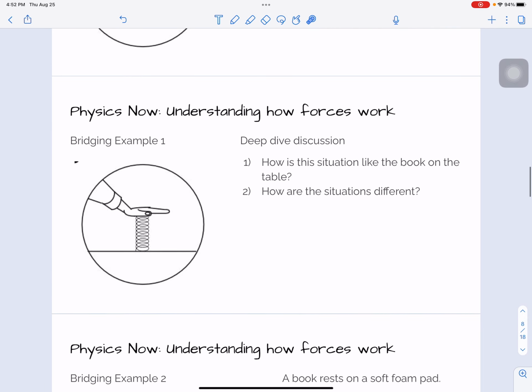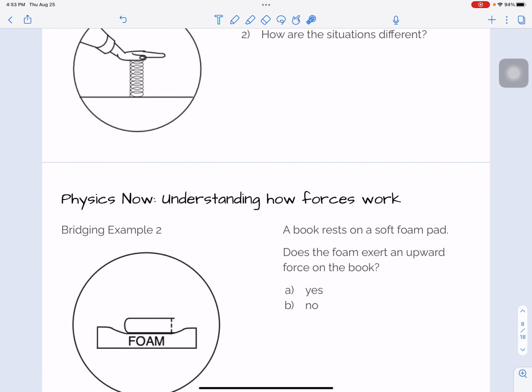All right, deep dive discussion. How is this situation like the book on the table, and how are the situations different? So I want you to discuss that, and then you will summarize for yourself kind of your response to that.